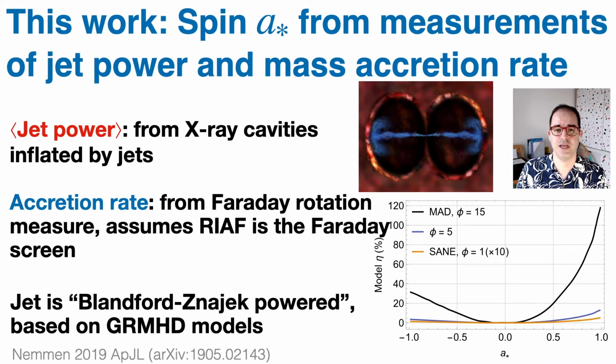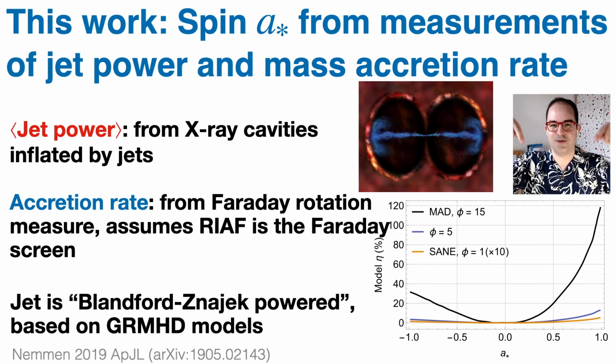And finally, we have assumed that the jet is Blandford-Znajek powered. In other words, that the jet is taking its power from the spin energy. And we have used models based on general relativistic magnetohydrodynamic simulations. So this plot here shows on the y-axis the efficiency of conversion of rest mass energy associated with the accreted mass into jet power as a function of the black hole spin, for both SANE models with a low value of the magnetic flux and MAD models with high values of the magnetic flux.